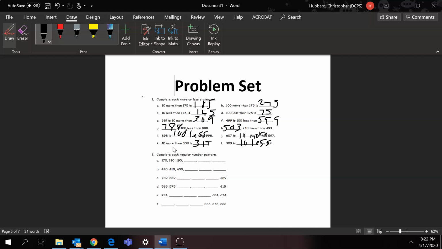All right, and then the last thing we're going to do on this problem set is we're going to complete each regular number pattern. So it says 170, 180, 190, then 200, 210, 220. Then we have 420, 410, 400, 390, 380, 370. Then 789, 689, 589, 489, 389, and then we have 289 there on the side.